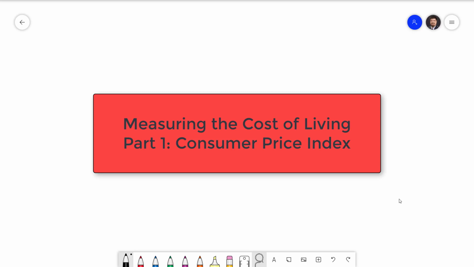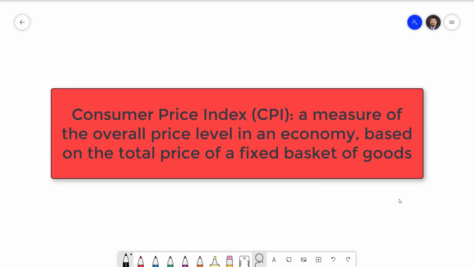In this video, we're going to introduce the concept of the Consumer Price Index. The Consumer Price Index, or CPI, is a measure of the overall price of the goods and services bought by a typical consumer. The CPI offers us an alternative way to look at how the price level is changing over time and also to calculate inflation rates, alongside the GDP deflator that we looked at previously.